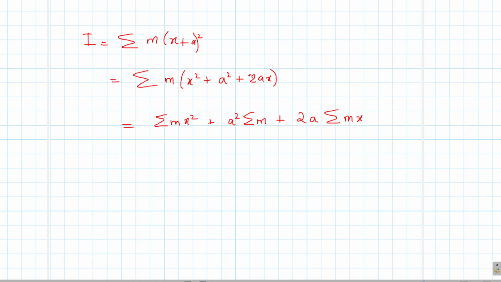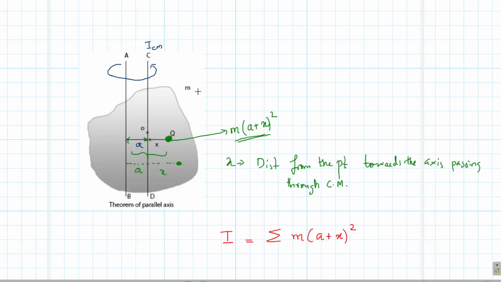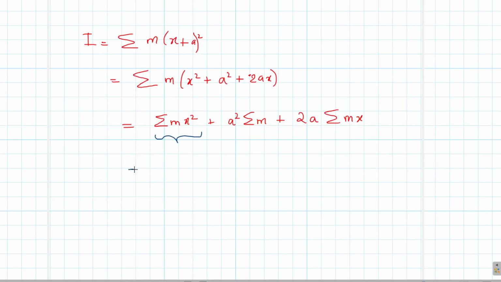Now let us see what each of these terms means. What is summation mx square? x is the distance of the point from the axis passing through the center of mass. So from here, this axis passing through the center of mass, the distance towards any point is denoted as x. So what will be summation mx square? It is nothing but the moment of inertia of the body about the axis passing through center of mass. Summation mx square is ICM itself.